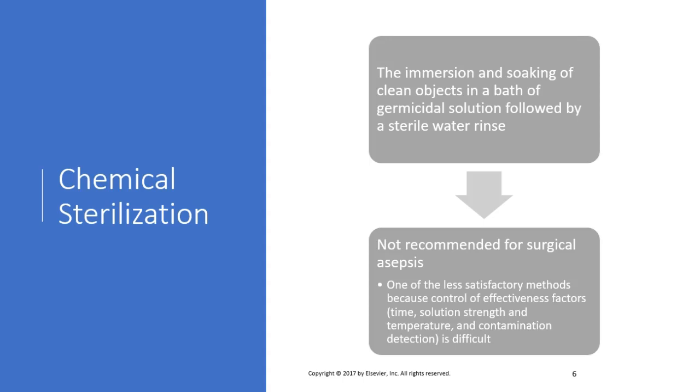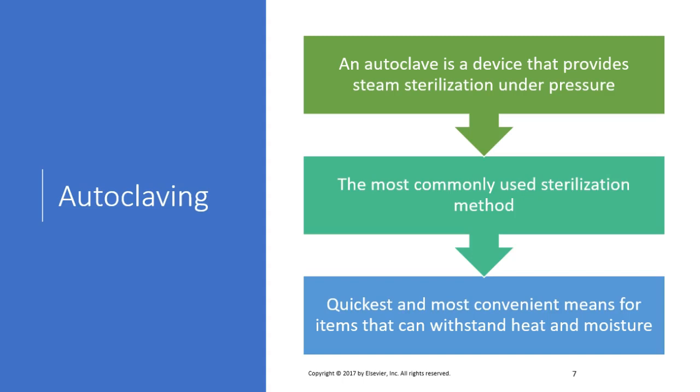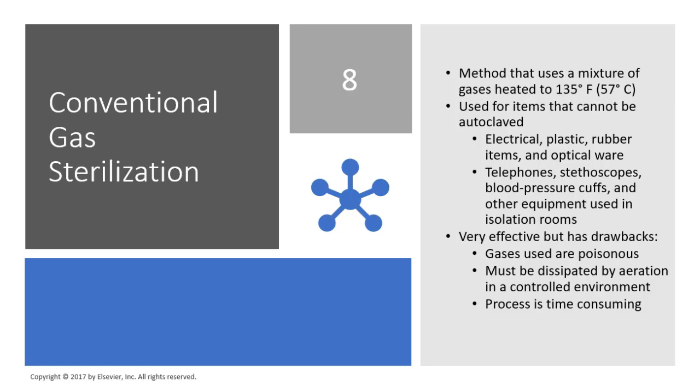Chemical sterilization is the immersion and soaking of clean objects in a bath of germicide solution, followed by a sterile water rinse. Not recommended for surgical asepsis, it is one of the least satisfactory methods because control of effectiveness factors, time, solution strength, temperature, and contamination is difficult. Autoclaving. An autoclave is a device that produces steam sterilization under pressure. The most commonly used sterilization method, it is the quickest and most convenient means for items that can withstand heat and moisture.